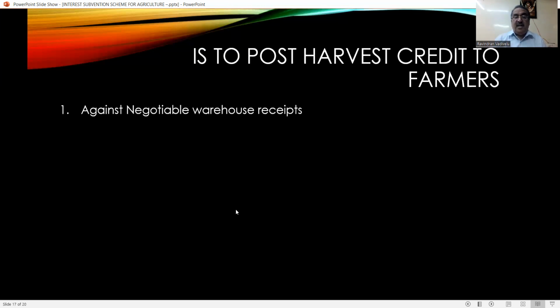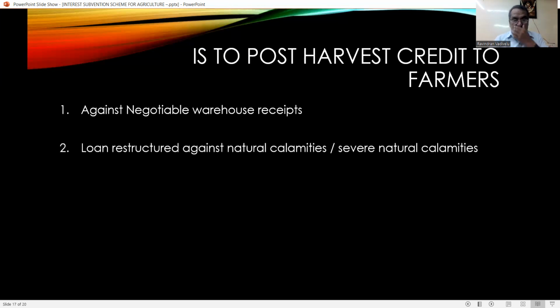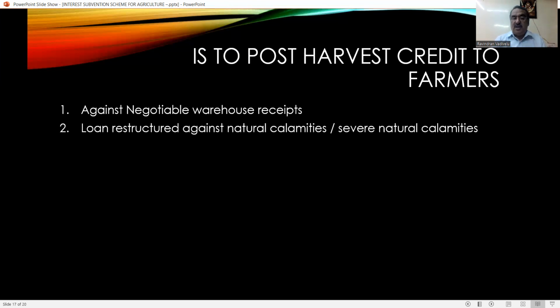Suppose after that, whether they are available, yes, they are available, because to avoid the stress, what they are doing is based on the negotiable warehouse receipt, whether it is a loan restructure against natural calamities or severe natural calamities also. Normally in the previous case, I said that due to stress, these negotiable warehouse assets are eligible. But due to some natural calamities and severe natural calamities, there will be some problem.